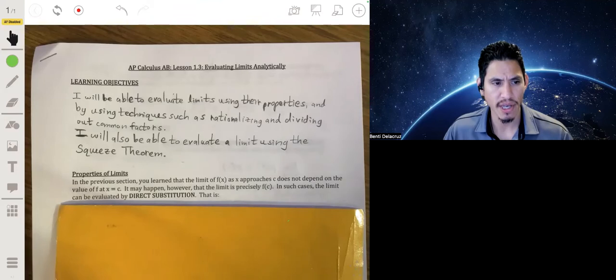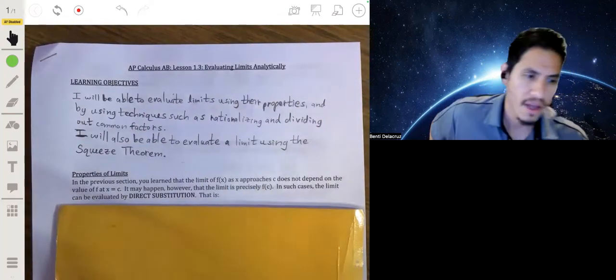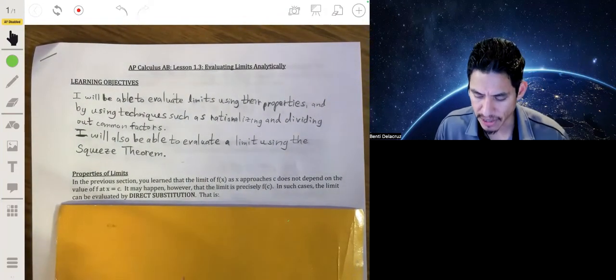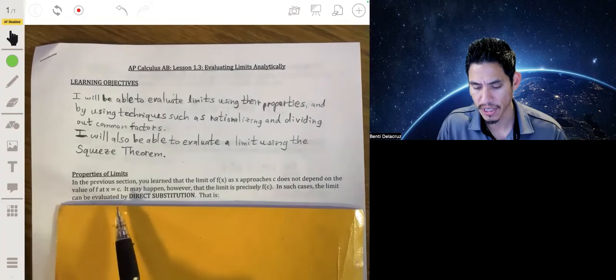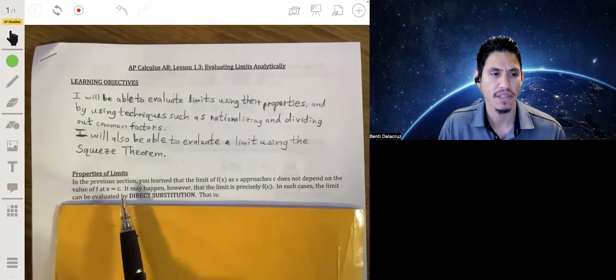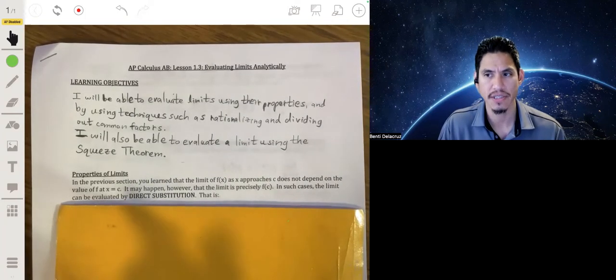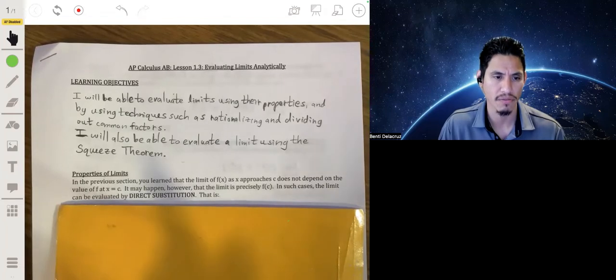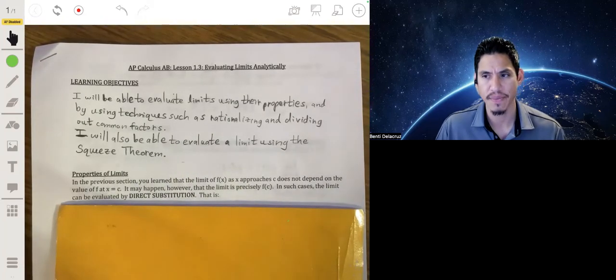the most basic way that we want to go about evaluating limits is with direct substitution. So if we can find that the limit at some point x equals c exists, and you can plug in that value, maybe it's 3, maybe it's 5, then that's the best case. That's awesome. That makes your life a lot simpler.